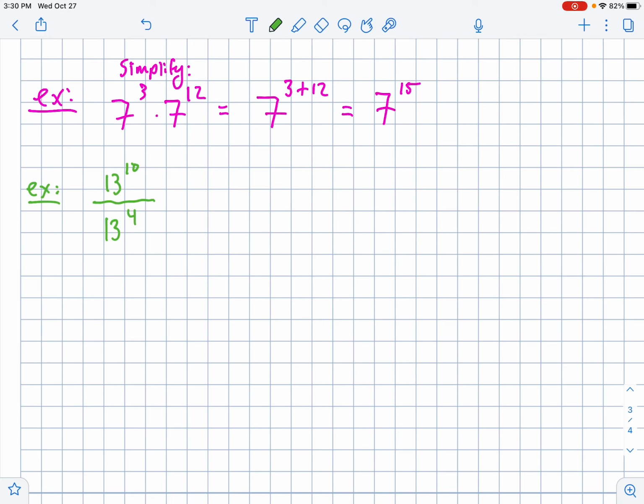Next example, 13 to the 10th over 13 to the 4th. Yes, if you were confused, you could expand these, but it's going to be writing a lot of 13s. So just remember that some of them cancel out, and this is the same thing as 13 to the 10 minus 4, which is 13 to the 6th. I don't care what 13 to the 6 is, you can just leave it right there. That's a simplified answer for now.